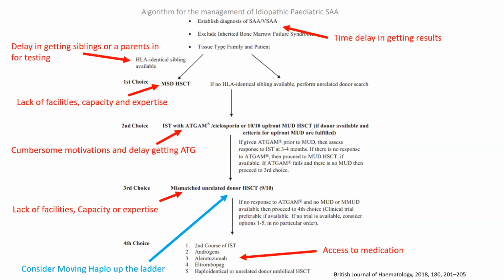To obtain ATGAM can be quite cumbersome. We need to motivate for the use of it and the special buyout. If we're lucky and it's on the shelf, we can give it right away. Otherwise, if it has to be bought out, we can wait up to 8 weeks to get the ATGAM.